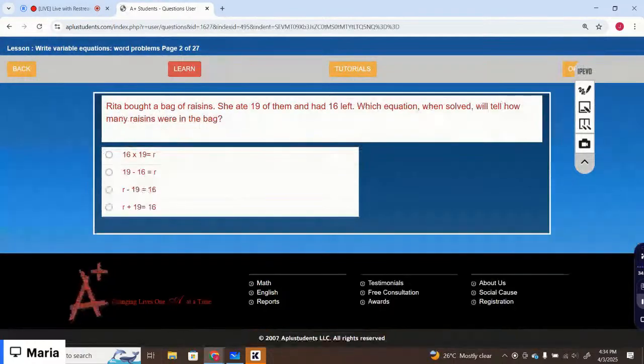Rita bought a bag of raisins. She ate 19 of them and left 16. Which equation when solved will tell how many raisins were in the bag? That is R minus 19 equals 16. Option number three is the correct option.